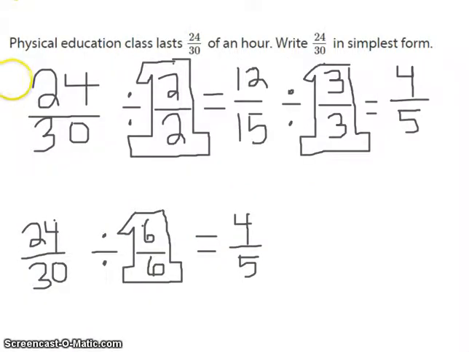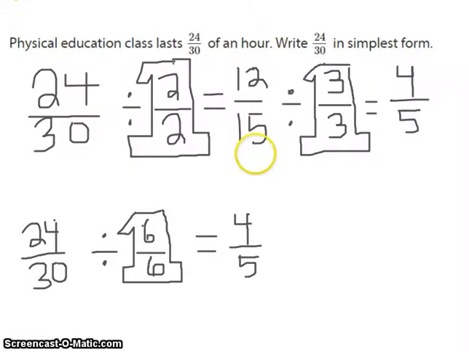Okay, so let's look at this last example. Physical education class lasts 24/30ths of an hour. Write 24/30ths in simplest form. So I've got 24/30ths, and I know that 2 is a factor of 24 and 30 because they're both even numbers. So I'm just going to start there. 24 divided by 2 equals 12, and 30 divided by 2 equals 15.